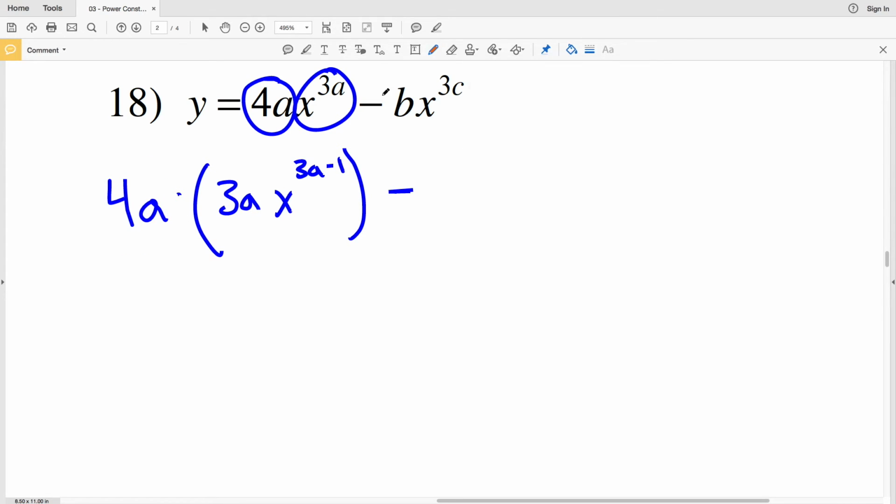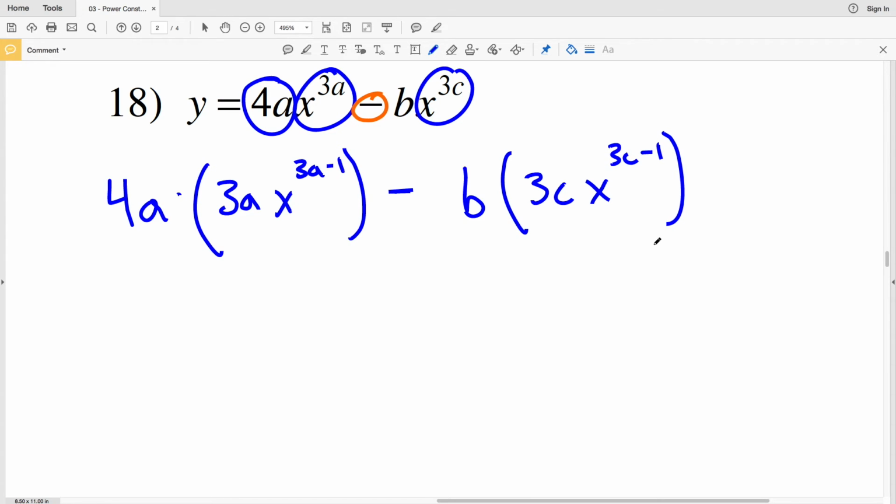Then we're subtracting b times the derivative of x to the 3c, which is 3c times x to the 3c minus 1. Remembering the power rule, n times x to the n minus 1, 3c times x to the 3c minus 1. Now let's simplify. 4a times 3a is going to be 12a squared, and x to the 3a minus 1 we cannot simplify, so that 12a squared will be multiplied by x to the 3a minus 1.